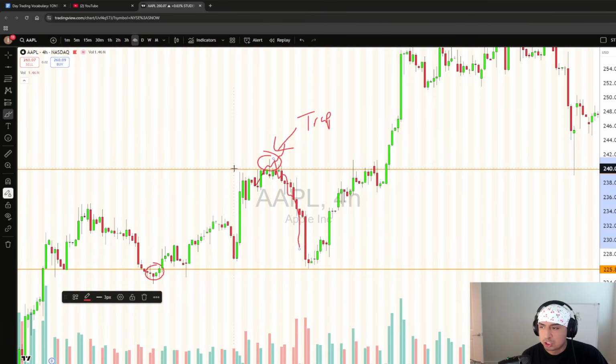So you want to be careful when you're drawing support and resistance, and when you are trying to trade it, you must see a break and a retest with better confirmation. So just be careful, because these traps are called liquidity sweeps.